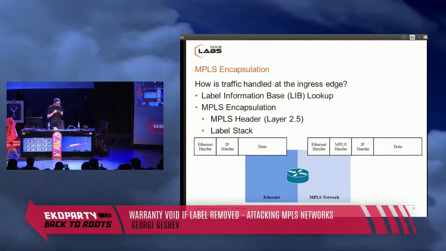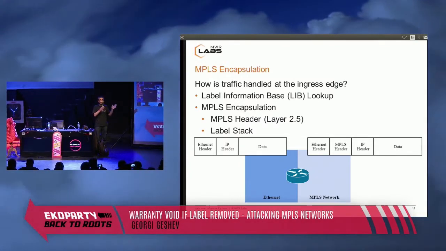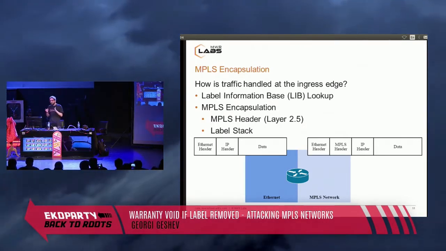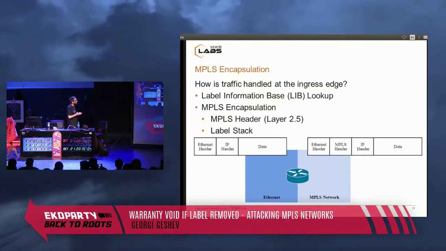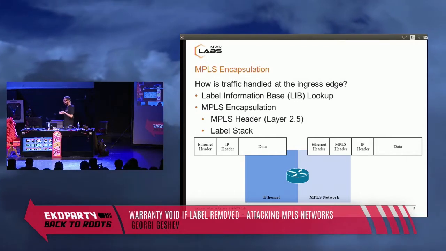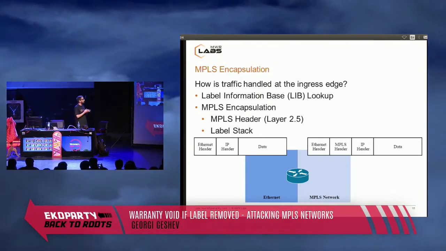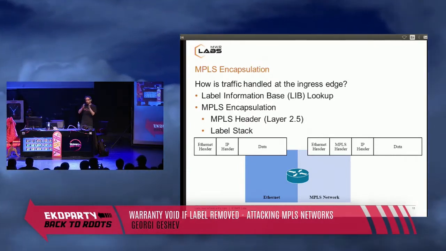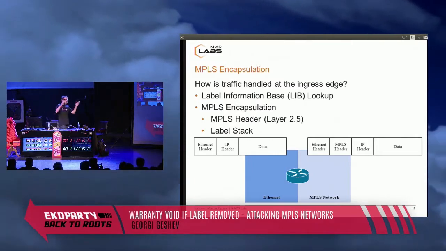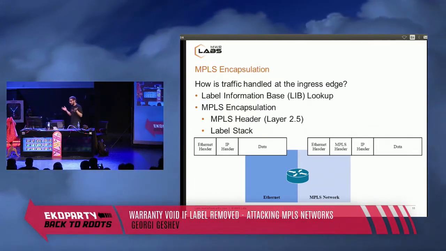At the edge of the network, when a label is determined for this traffic, an MPLS header is inserted within the Ethernet header and the IP header. And that's why MPLS is sometimes referred to as layer 2.5 traffic. It's also good to know that you can have multiple MPLS headers. So basically, you can have a series of labels, and these series of labels are what is called the label stack.